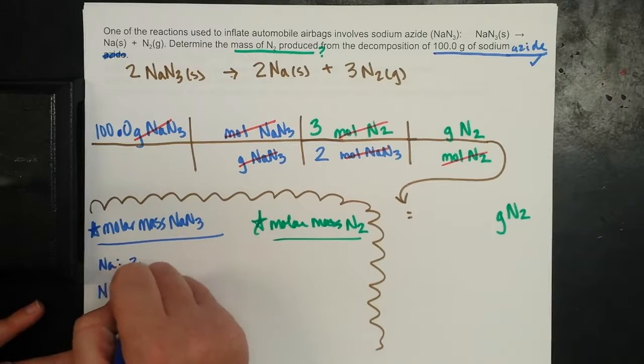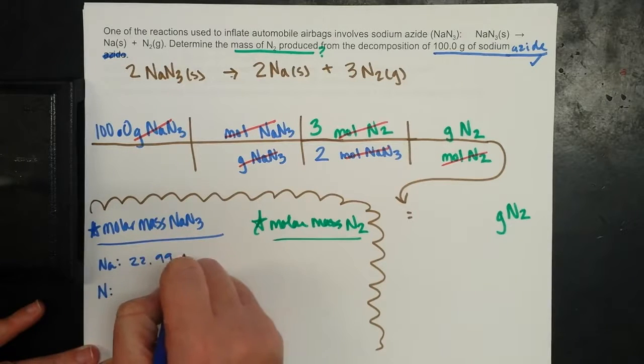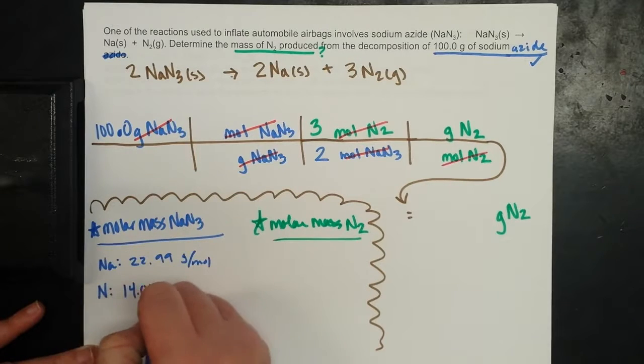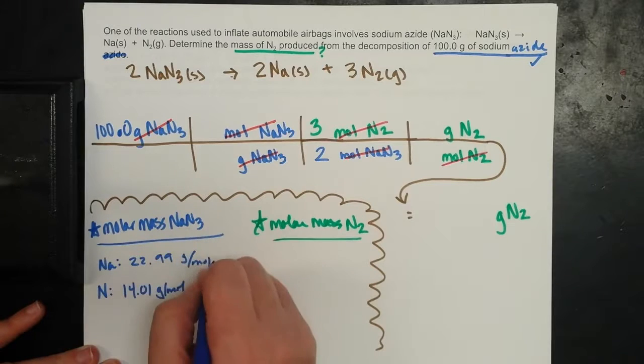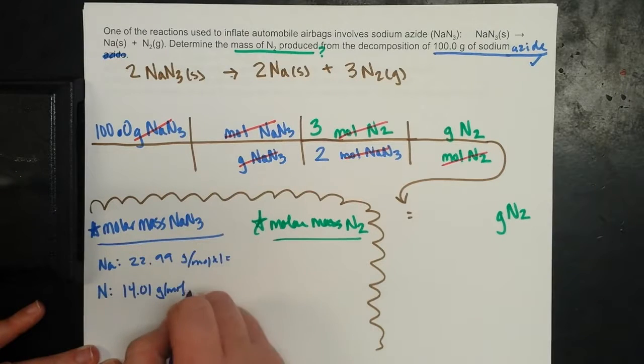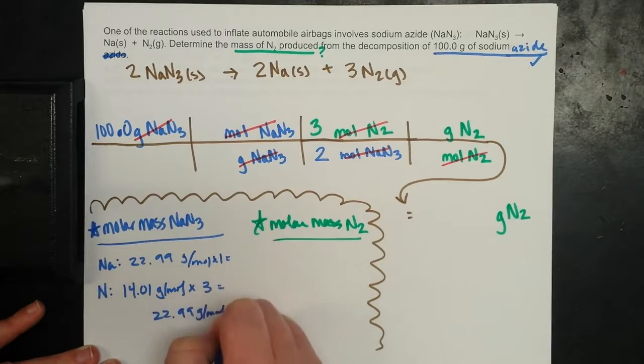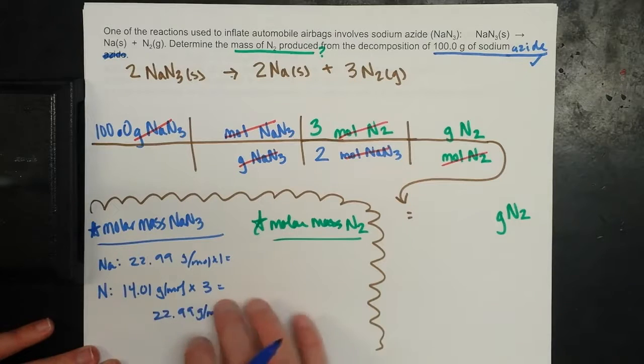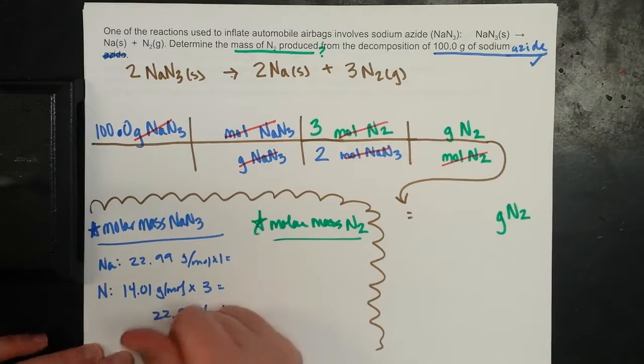I know that sodium is 22.99 grams per mole, and I know that nitrogen is 14.01 grams per mole. I've got 1 sodium, and I've got 3 nitrogens, so it's going to give me 22.99 grams per mole from the sodium. Okay, and 14.01 times 3 is going to be 42.03.